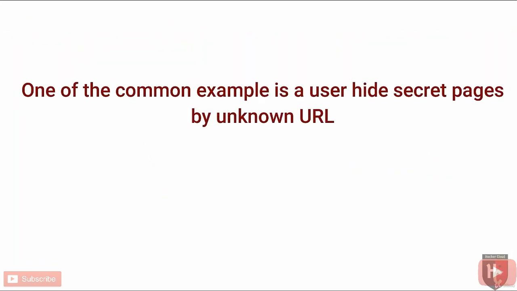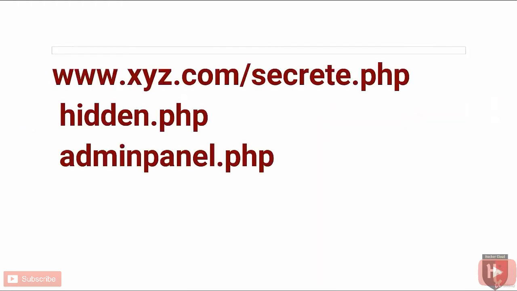One common example is users hiding secret pages behind an unknown URL. For example, a web developer wants to hide some secret pages from users. They change the name of that URL so that the user can't figure out what the name of that URL is. This is how the secret pages remain hidden.